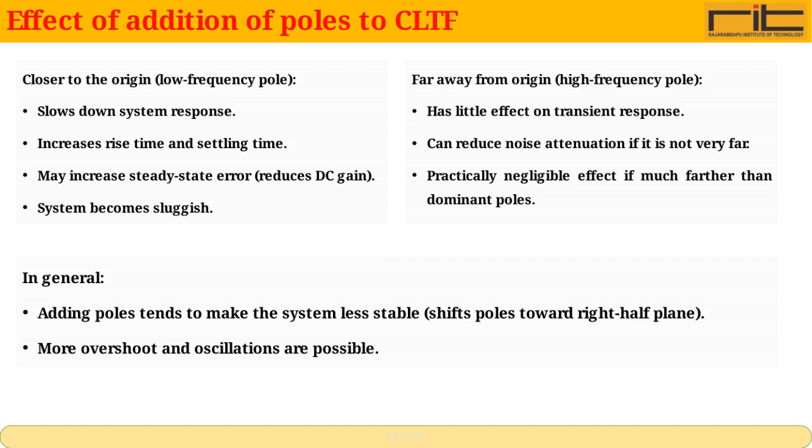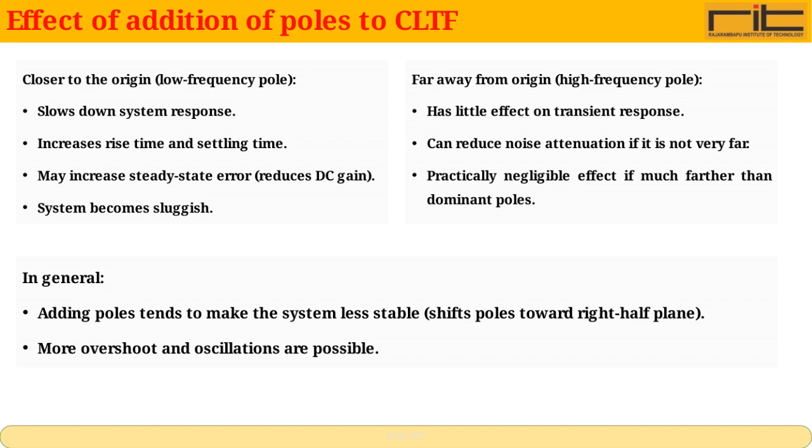Additionally, it can increase the steady-state error because it reduces the DC gain, making the system less accurate in maintaining the target value. Overall, the system becomes sluggish and less responsive. On the other hand, if a pole is added far from the origin at high frequencies, it has little impact on the transient response. However, if this high-frequency pole isn't far enough away, it can reduce noise attenuation, which might introduce unwanted disturbances.